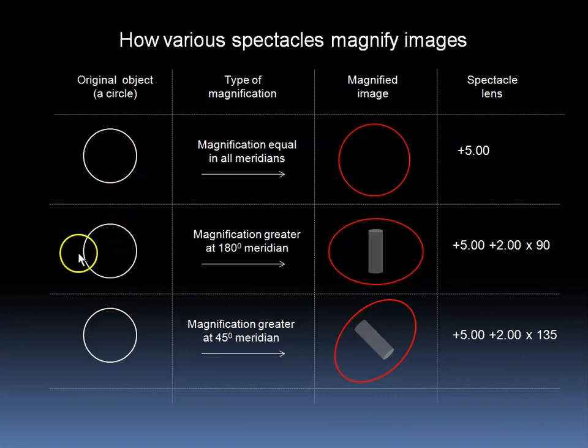We have an original circle, which is being viewed through a spectacle lens. This +5 diopter lens is magnifying all meridians equally, and a magnified circle is seen. Here we have an additional 2 diopters at 90 degrees, so that there is extra horizontal power. The magnification is greater in the horizontal meridian, resulting in the appearance of a horizontal oval as compared to the original circle on the wall. Here we have a similar cylinder but tilted at 135 degrees so that the magnification is greater at 90 degrees away in the 45 degree meridian, and we have a tilted oval.